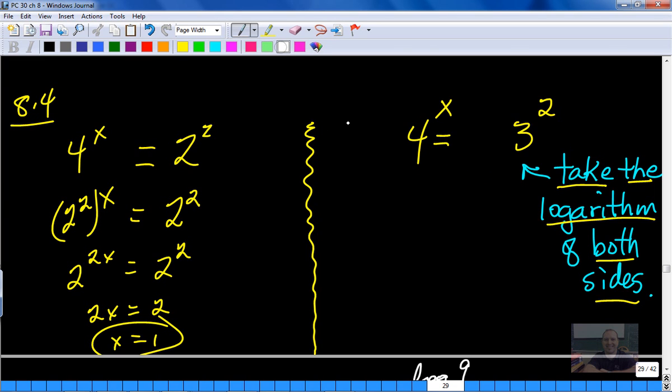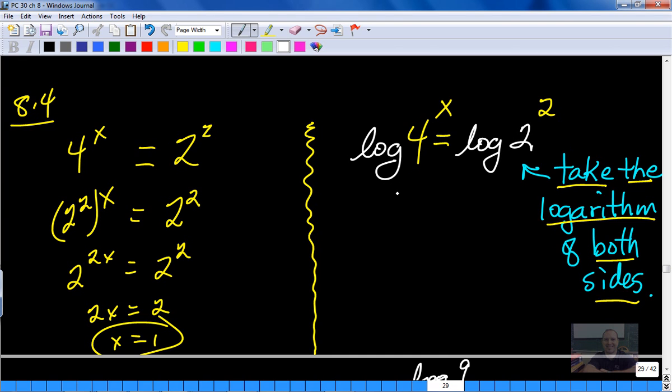So I am going to take the logarithm of 4 to the power of x, and I'm going to take the logarithm of 3 squared. Oh, actually this is a different equation. Sorry, did you write down 3 already? I intended that to be the same so we get the same answer. Just change that to a 2, my apologies. So we have 4 to the x equals 2 squared, and we're going to do the same thing using the logarithm.